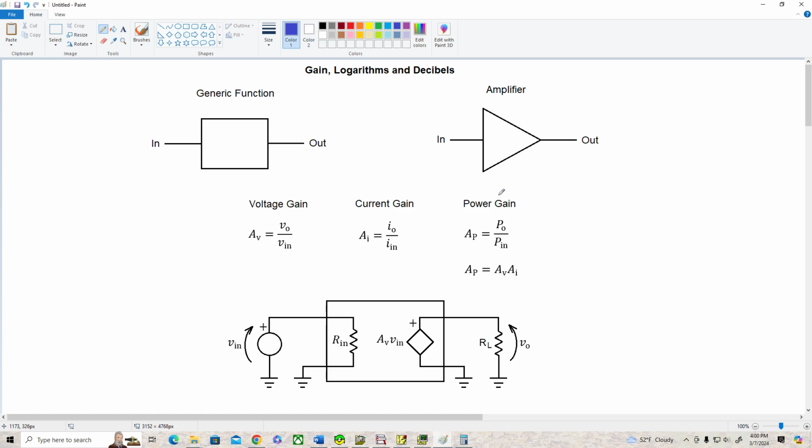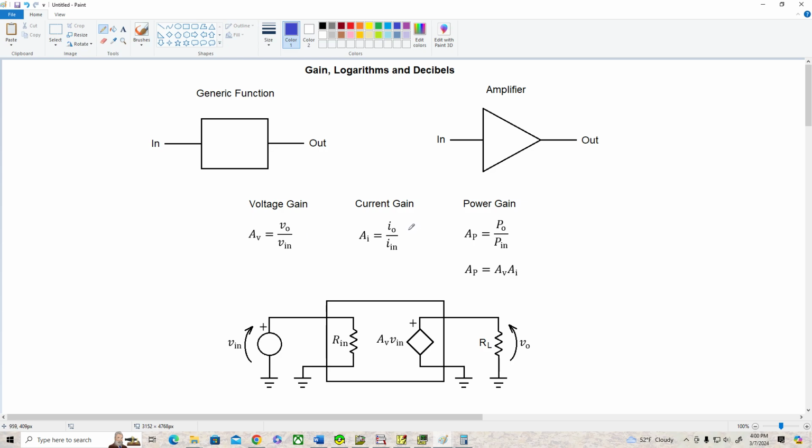Now, up to this point, we've seen three different kinds of gains: voltage gain, current gain, and power gain. I put voltage gain first because that's the easiest one to work with and measure in real life. We could use an oscilloscope to measure V out and V in to get this ratio, or sometimes we could even just use a DMM.